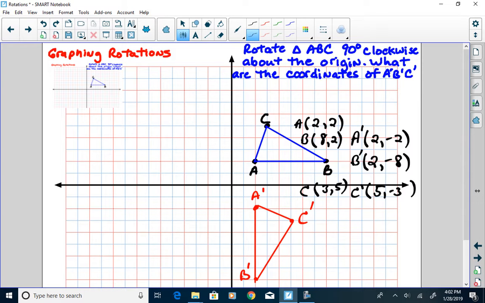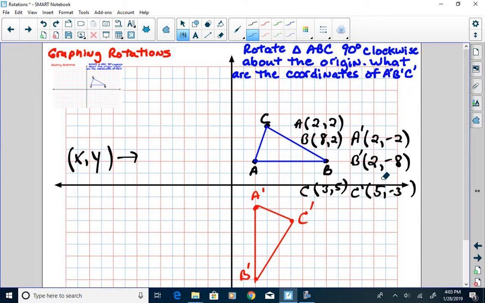If we're trying to come up with a rule for x, comma, y, what do you notice about your x value and your y value? What you might notice is that we have an x value of 2 and an x value of 2, and an x value of 8. Our original y value is 2, and our new x value is 2. Our original y value for B is 2, our new x value for B is 2. Our original y value for C is 5, our new x value for C is 5.